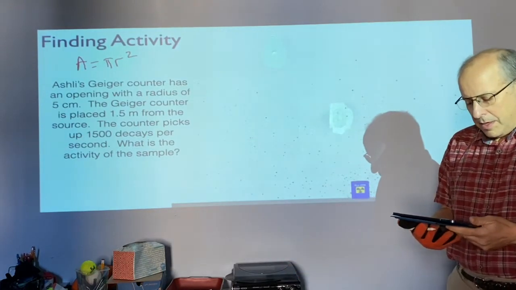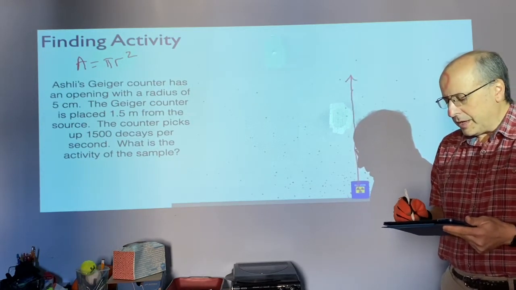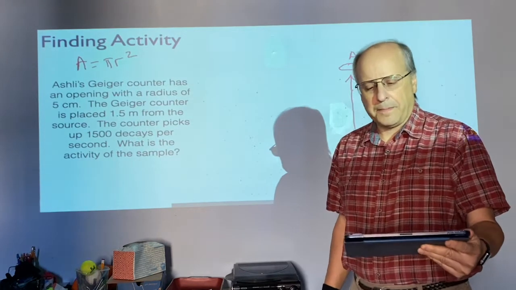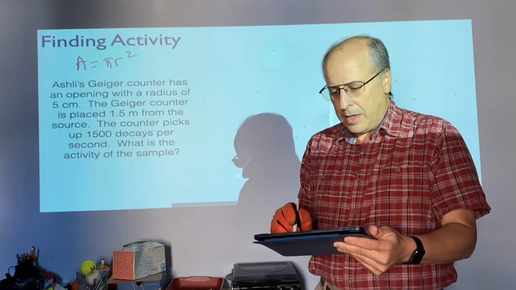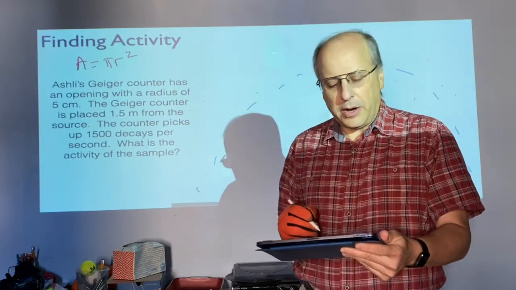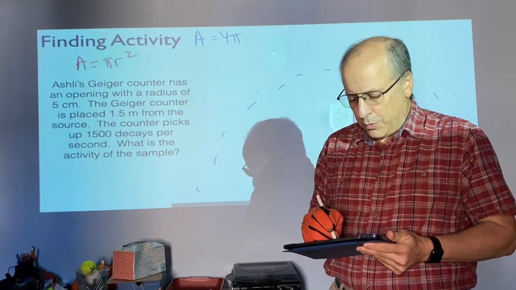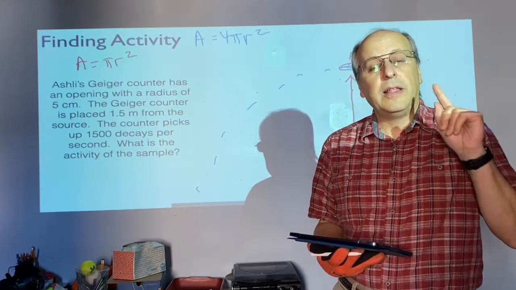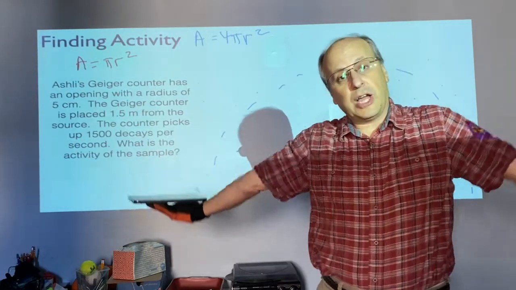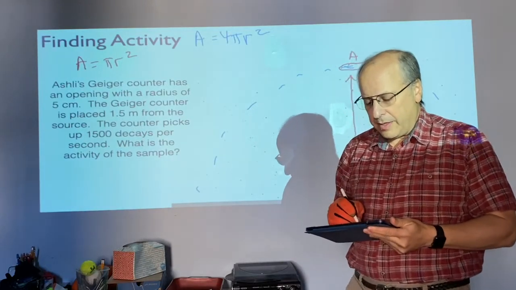Okay? The Geiger counter is placed 1.5 meters from the sample. So the Geiger counter might be right here. And again, you find that area. Now it gets a little tricky. You need to get the area of the giant sphere that that Geiger counter is part of. And the area of that giant sphere is 4 pi r squared. Now the r does not stand for the size of the Geiger counter, but for the size of that giant sphere. And then what you do is you set up a ratio.